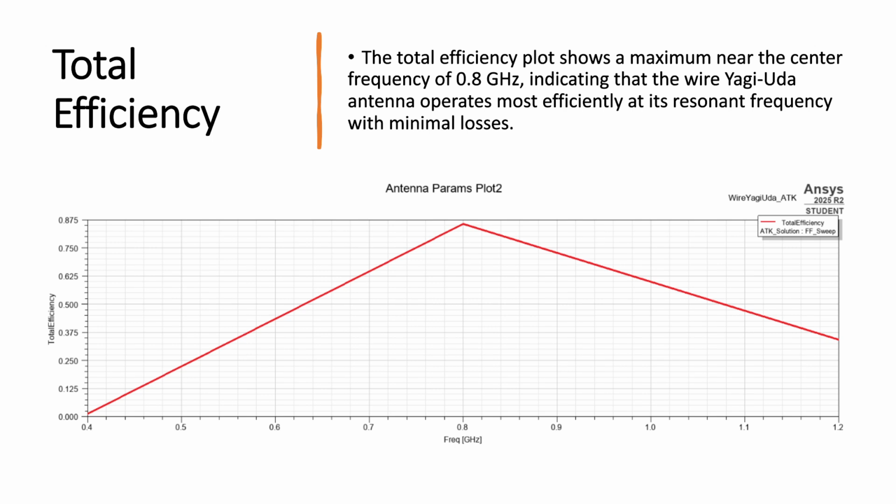This plot shows total efficiency. At 0.8 GHz, the efficiency is maximum, which indicates minimal conductor and mismatch losses. The antenna performs best at its design frequency.